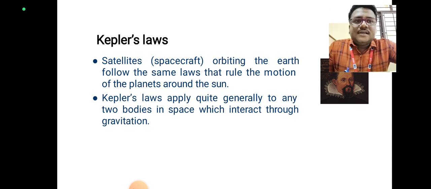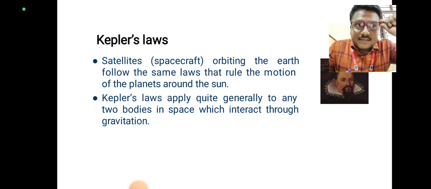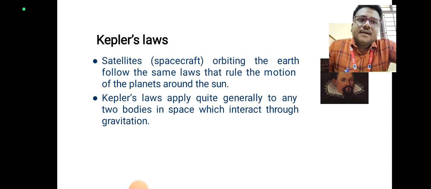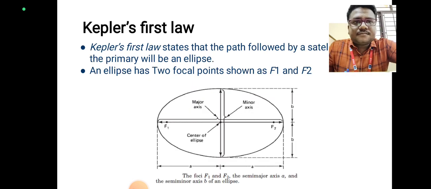First of all, a satellite orbiting the Earth follows the same laws that rule the motion of the planets around the sun. That is, whatever laws apply to the planets which revolve around the sun in the solar system are applicable to a satellite revolving around the Earth. Kepler's laws apply quite generally to any two bodies in space which interact through gravitation. So the main principle of Kepler's laws is gravitation, and they apply only to bodies which interact through gravitation.